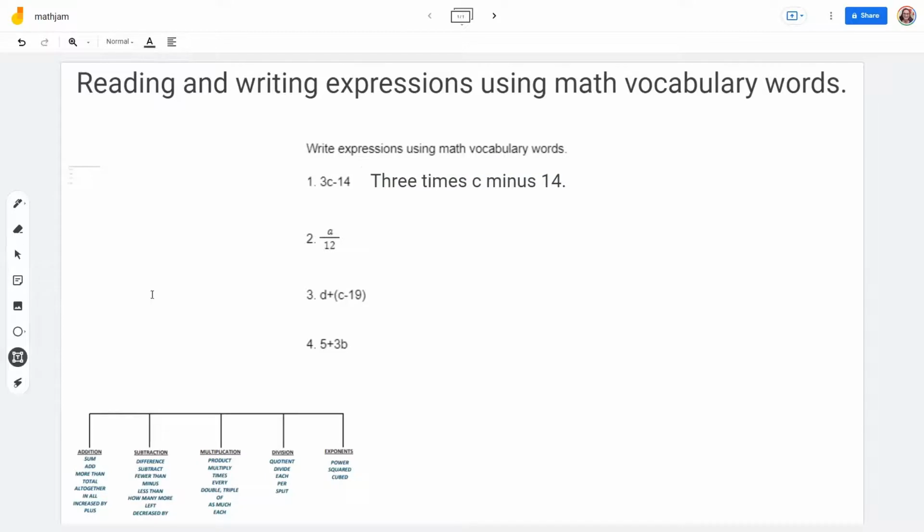All right, let's take a look at the next one. The next one says A divided by 12. Okay, so A divided by 12. Nice and simple.